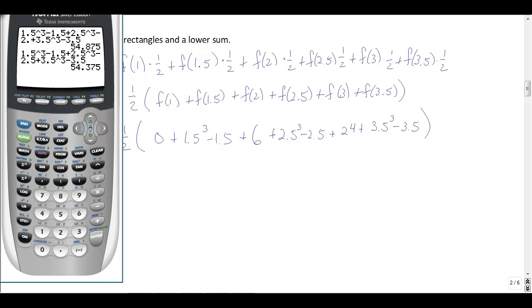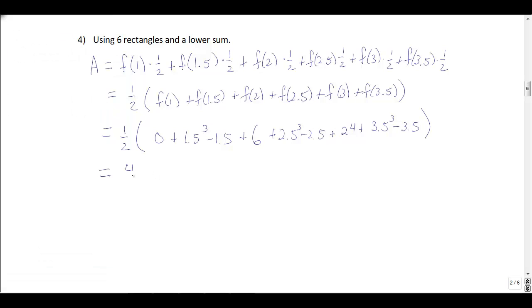And then, so what we're going to get here is we've got all of these pieces. So I'm going to take that and put this in parentheses. Let's do second answer. Plus, we have the 0 plus the 6 plus the 24. But then we have to multiply by 1/2. And that gives us 42.1875.